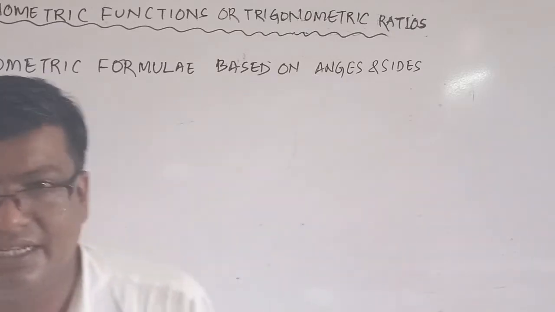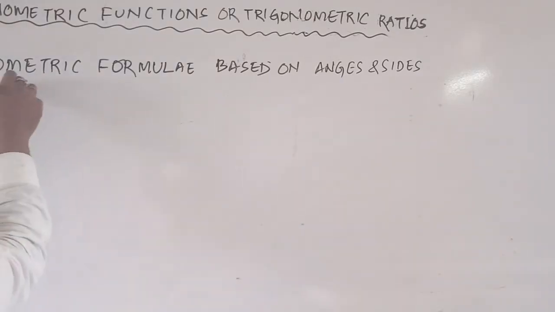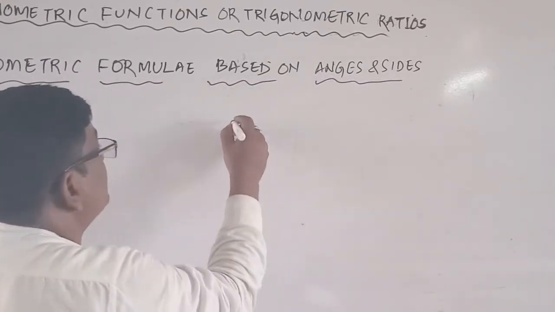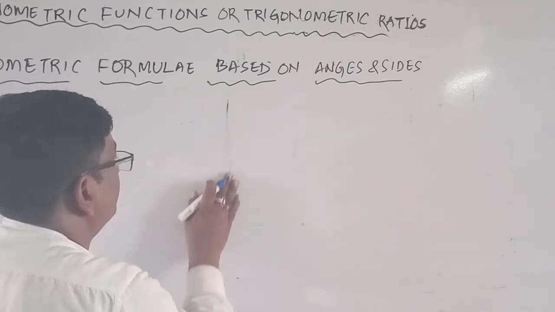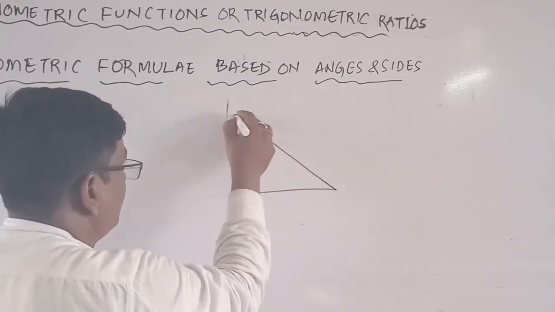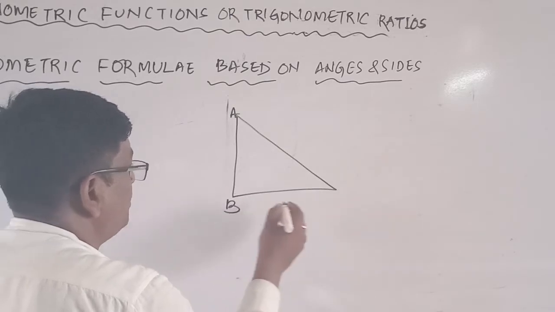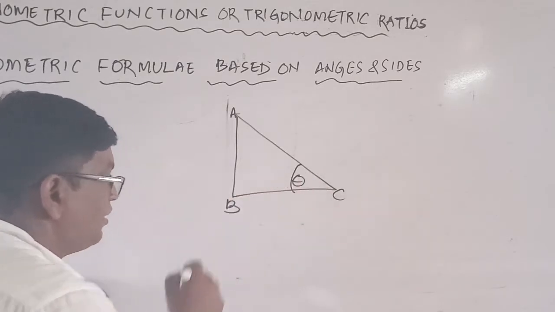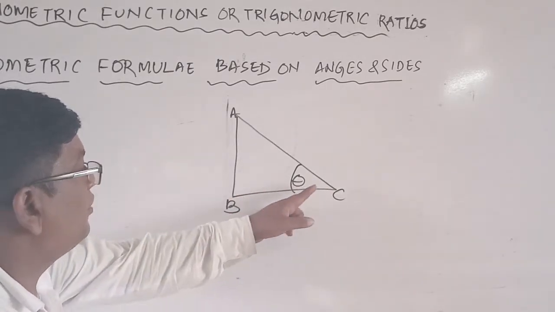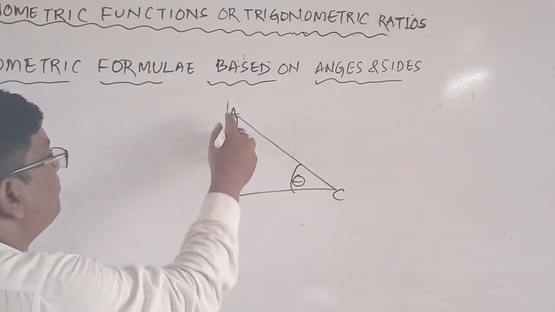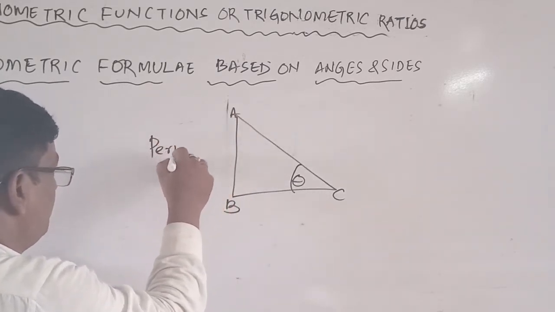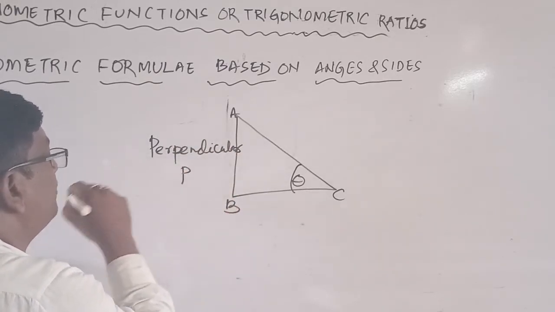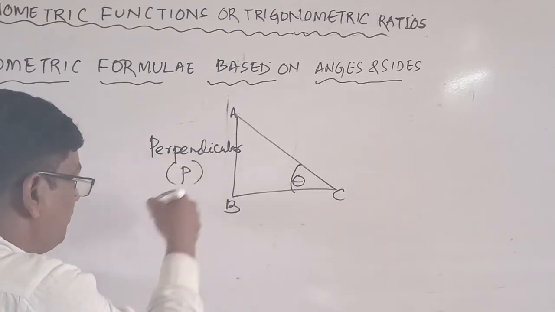Trigonometric formulae based on angles and sides. Suppose this is a right angle triangle with vertices A, B, and C, and let this angle be theta. The opposite of the angle theta is known as the perpendicular, denoted by P.